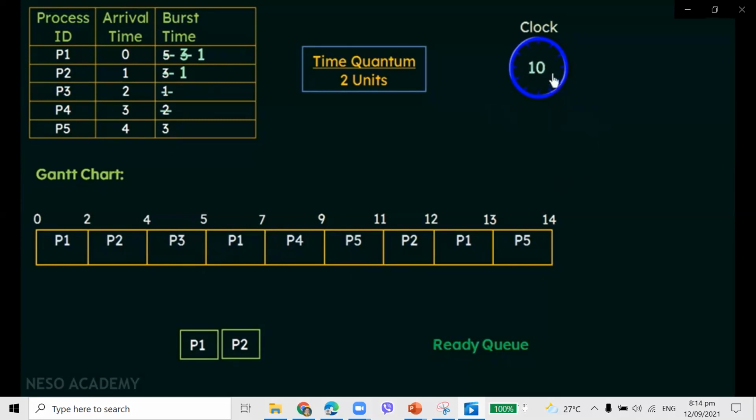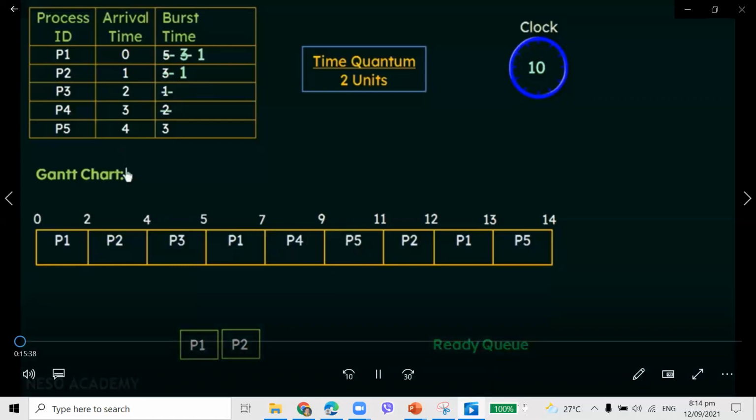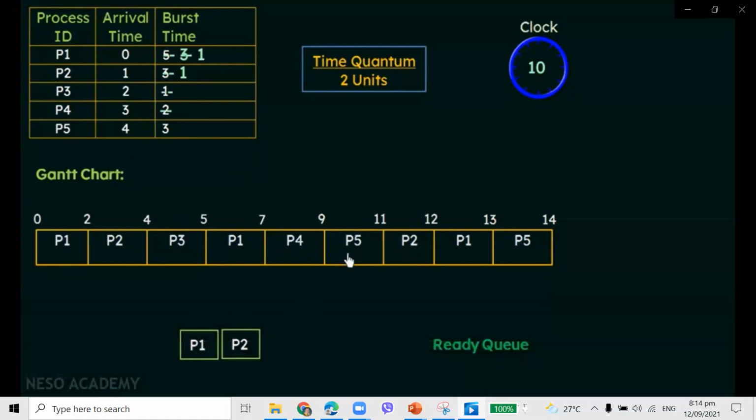So the next unit is 10. At 10 units of time, what happens? We see P5 is continuing its execution. It is still within the time quantum, so there is nothing new happening. P5 is continuing its execution and there are no other processes that arrive. So nothing much is happening, only P5 is continuing its execution at time unit 10. So let's proceed to the next unit.